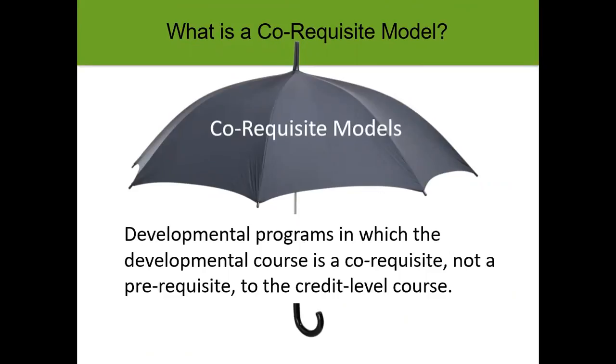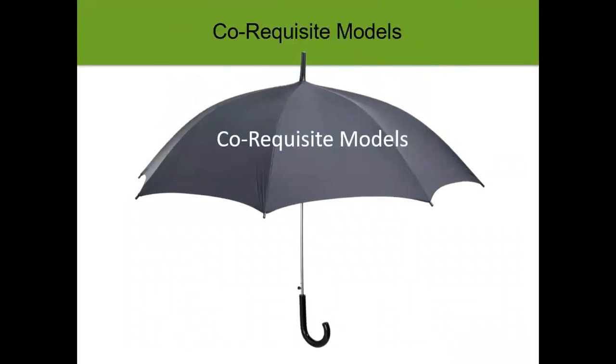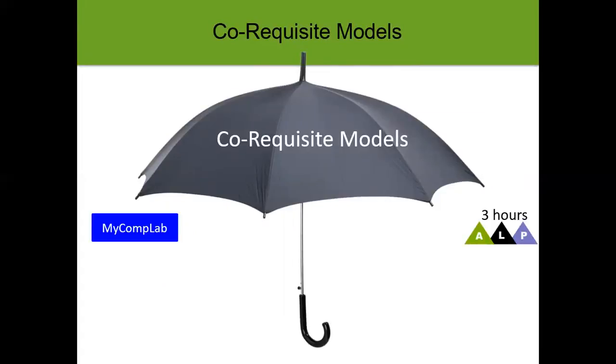It's taken at the same time, in the same semester as the credit course. And so there are a range of co-requisite models. We've been talking about ALP in this presentation. As far as I know, ALP is the most robust of the co-req models that I'm familiar with. The least robust would be something like this.